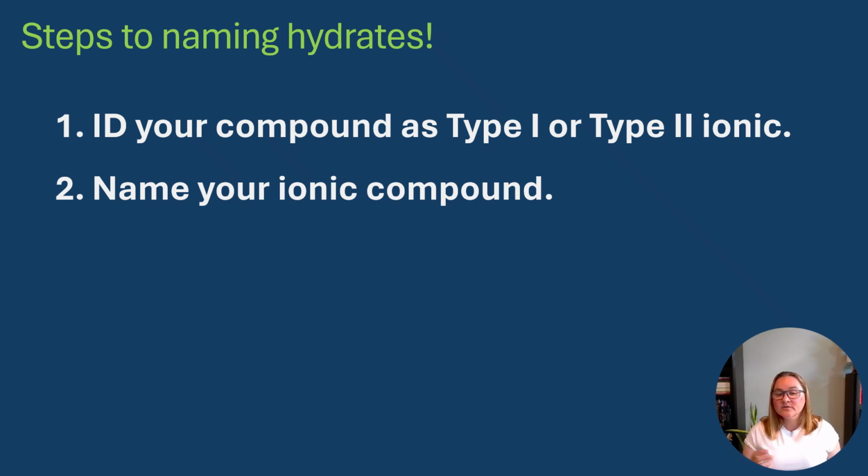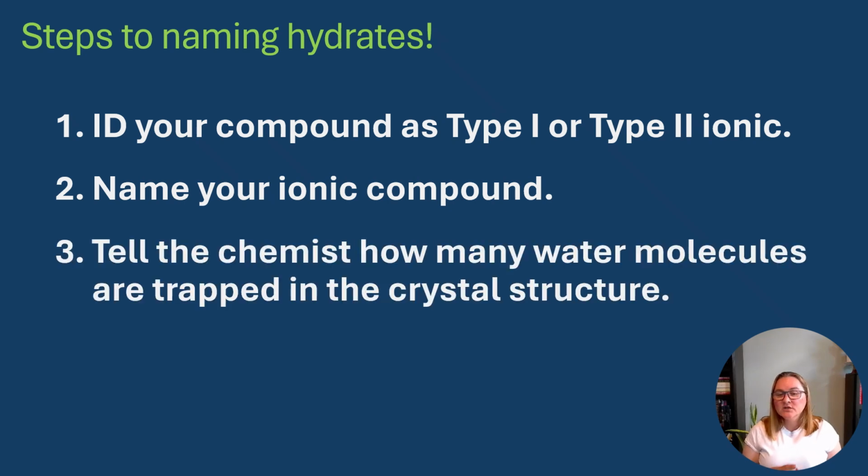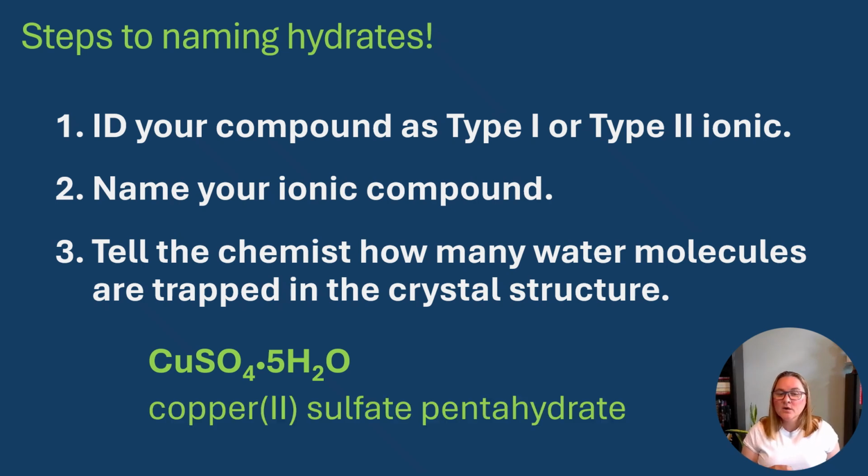Lastly, you'll add a third part to the name to tell the chemist how many water molecules are trapped. You'll use the same Greek prefixes that we saw in the molecular nomenclature section to denote the number, and you'll put the word hydrate to indicate that they are water molecules. This means that the copper 2 sulfate that we saw on the last slide would be named copper 2 sulfate pentahydrate. One piece of the name for the cation, one piece for the anion, and one piece for the waters.